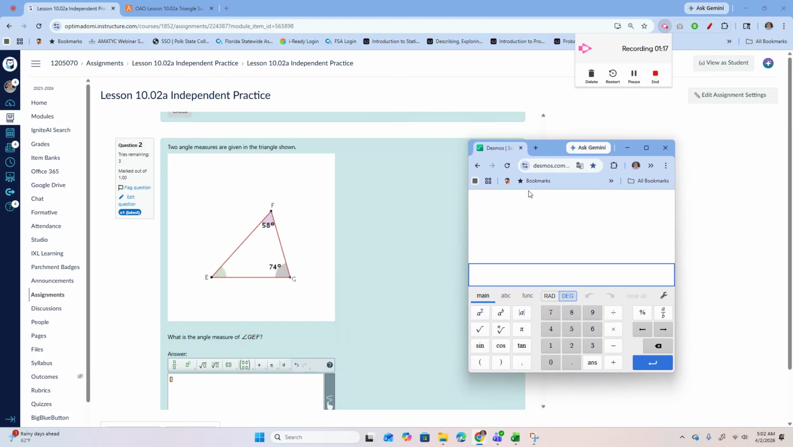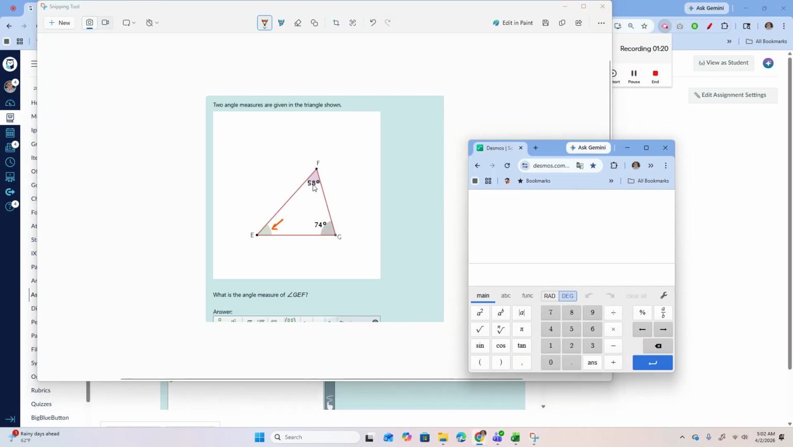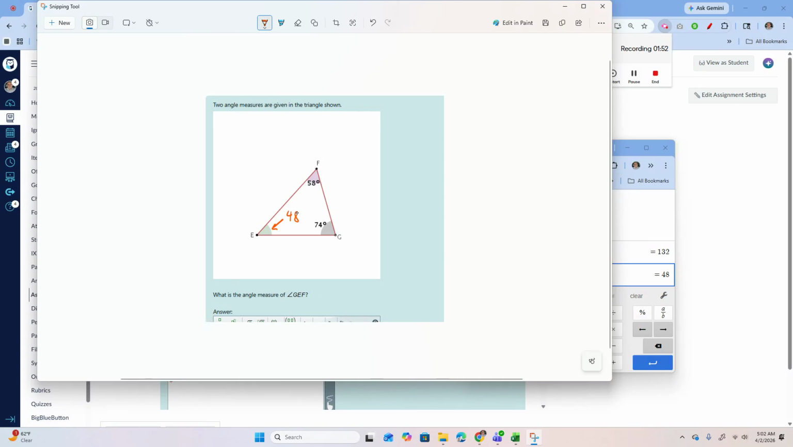So here's my calculator. Basically what I'm going to do is add these two angles. So I'm going to add 58 with 74. You can see I got 132. And then I'm going to subtract 132 from 180, where the 180 came from: all three angles of the triangle add up to 180. So how much is my angle GEF, the one that I'm pointing with the arrow? 48. Okay, that's how we use the triangle sum theorem to find a missing angle.